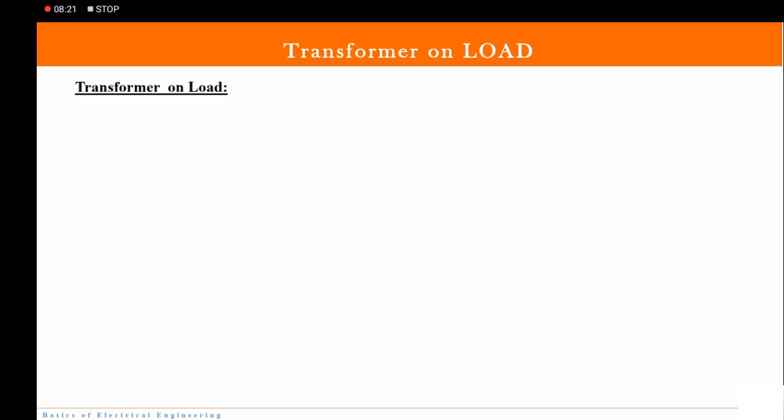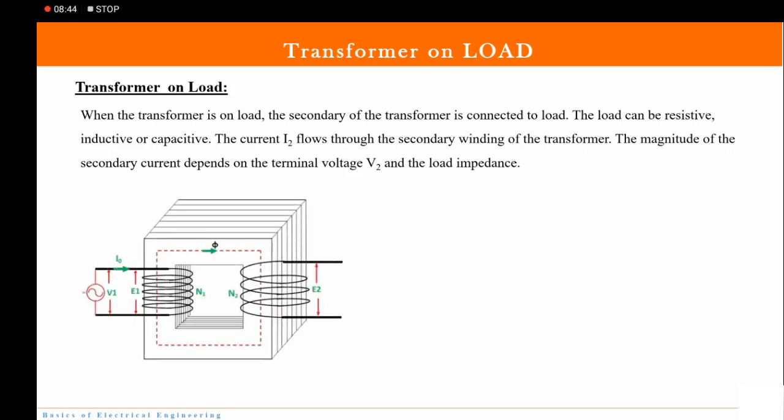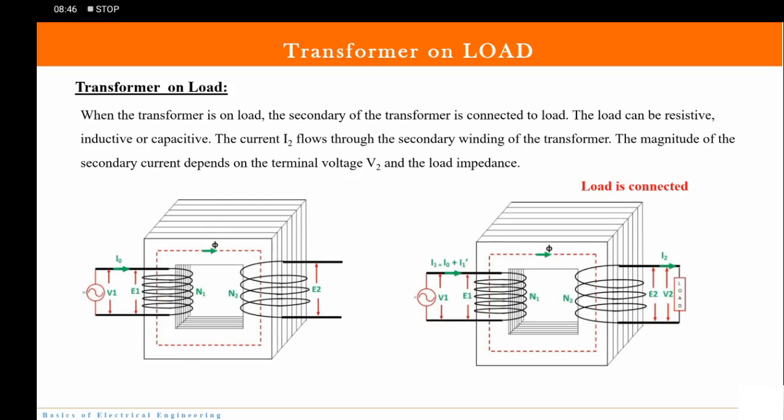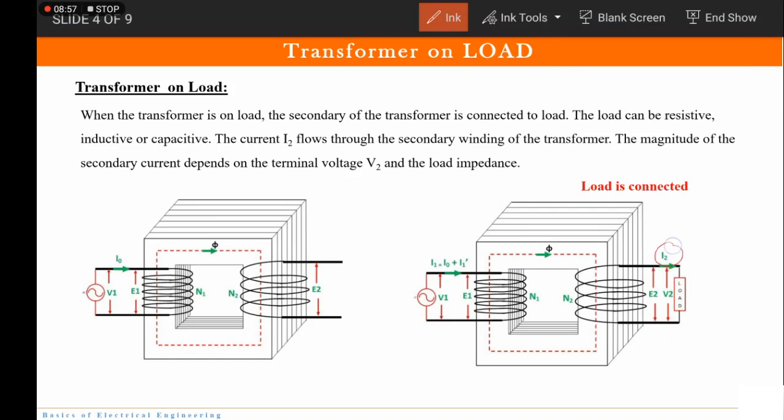Fine. Let us see what happens under load condition. So what we are doing is connecting some kind of load. Now that load can be resistive, inductive, capacitive, whatever. It depends on our application also. But since now we have connected the load, this is no more an open circuit, right? It means the current starts flowing. Now when the load is connected, current I2 starts flowing.